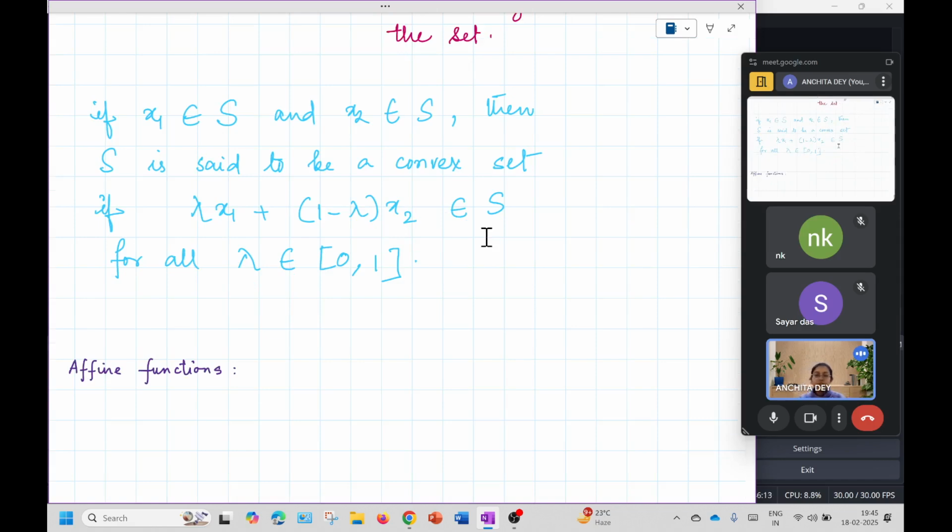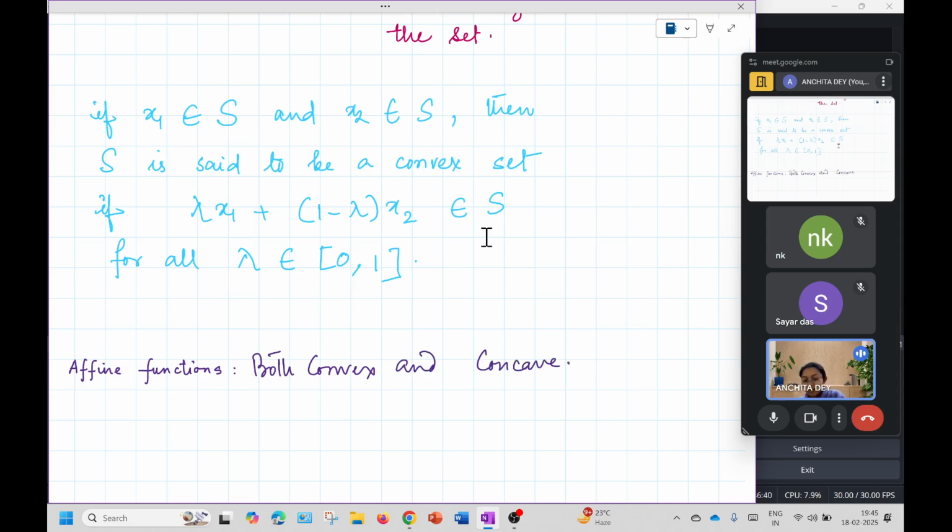And then if we proceed with the same idea of convex and concave functions, what are affine functions? Basically, if something is affine, it means it's like a straight line. It's linear, simply put. So affine functions are functions that are both convex and concave. And it satisfies the linearity property.